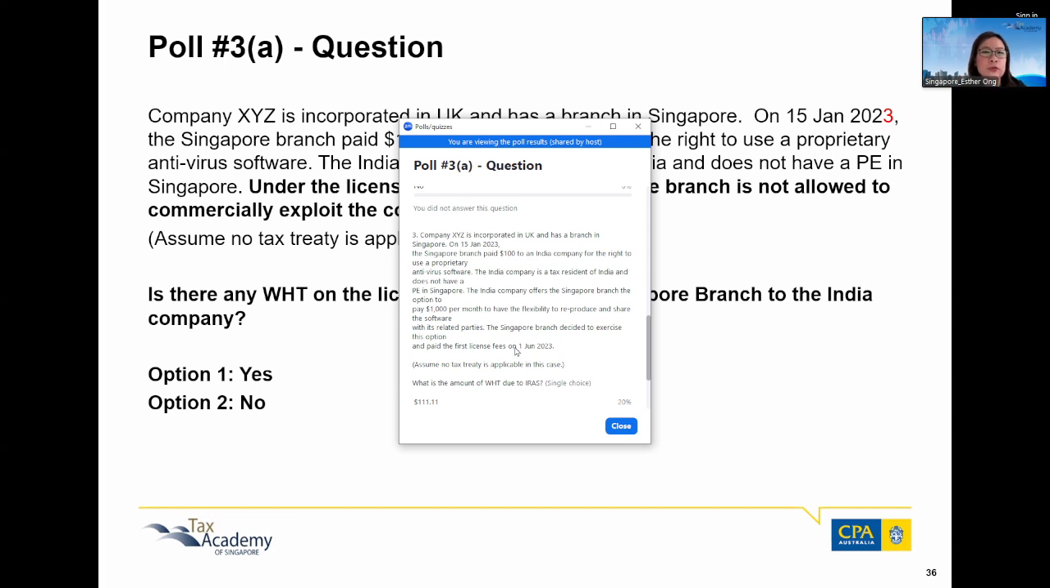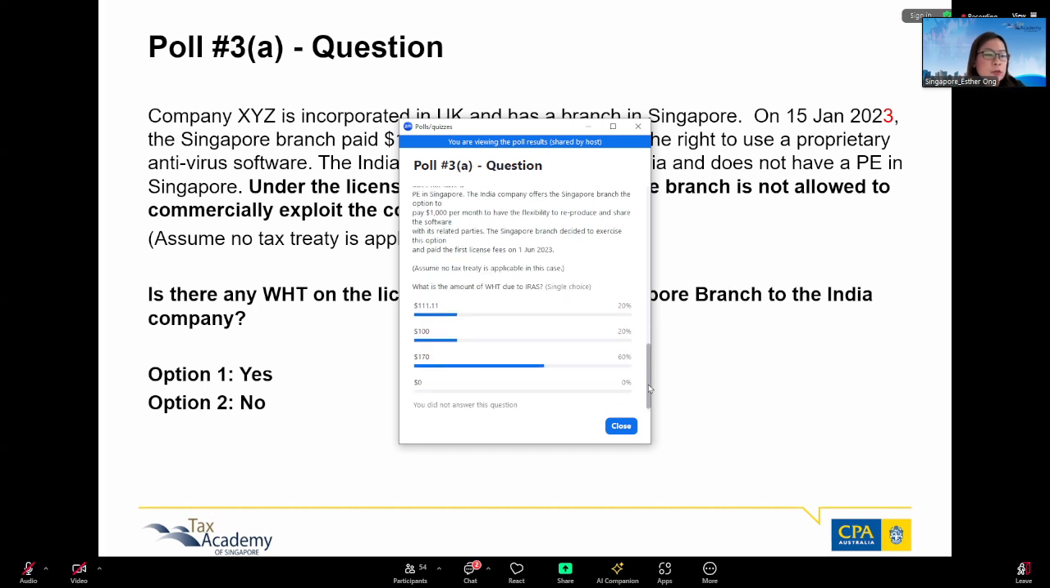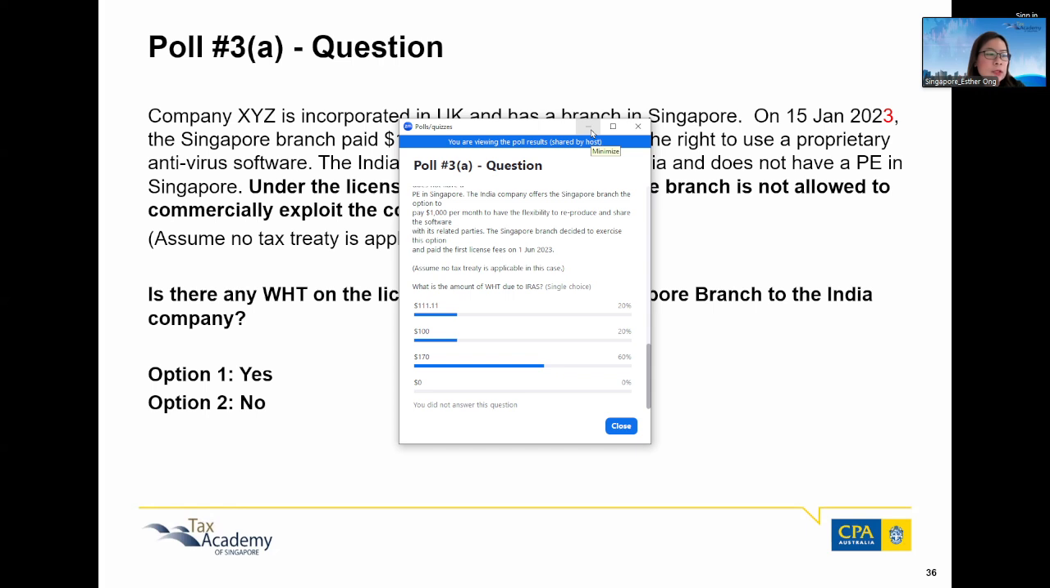Okay, so the answer should be, yeah, most of you got the question correct. In this case, the payer cannot commercially exploit the copy. So by applying the rights-based approach, the payment will not be characterized as royalties within the scope of Section 7A, and therefore withholding tax under Section 45A of the Income Tax Act is not required.